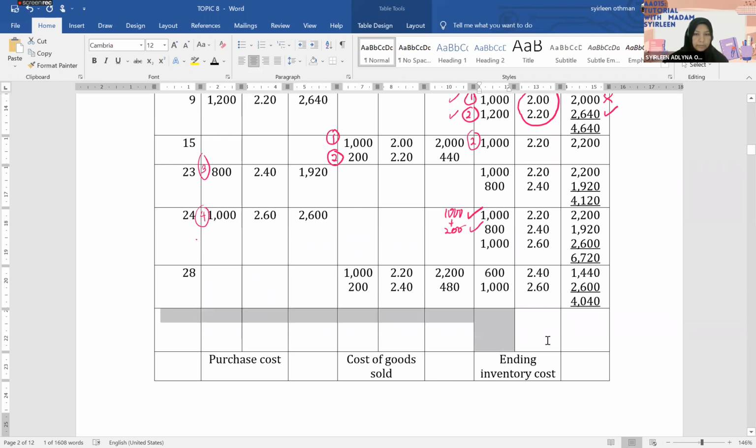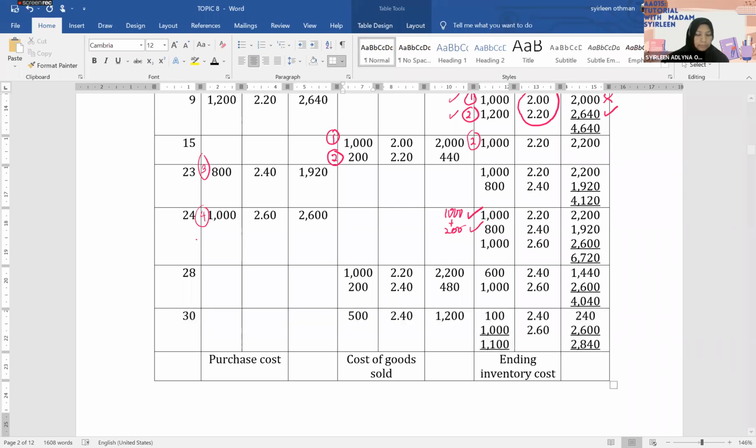Okay, alright, so kita keluarkan 500. 500 ni keluar dari sini. Okay, so the last batch tu tinggal 100 je. And then batch yang paling baru ni belum ada apa-apa jualan, so it remains there lah. So inventory you cuma ada 1100, that is your ending inventory unit. Sama kan dengan awak kira manually tadi untuk periodic. Okay, and the total is 2840.